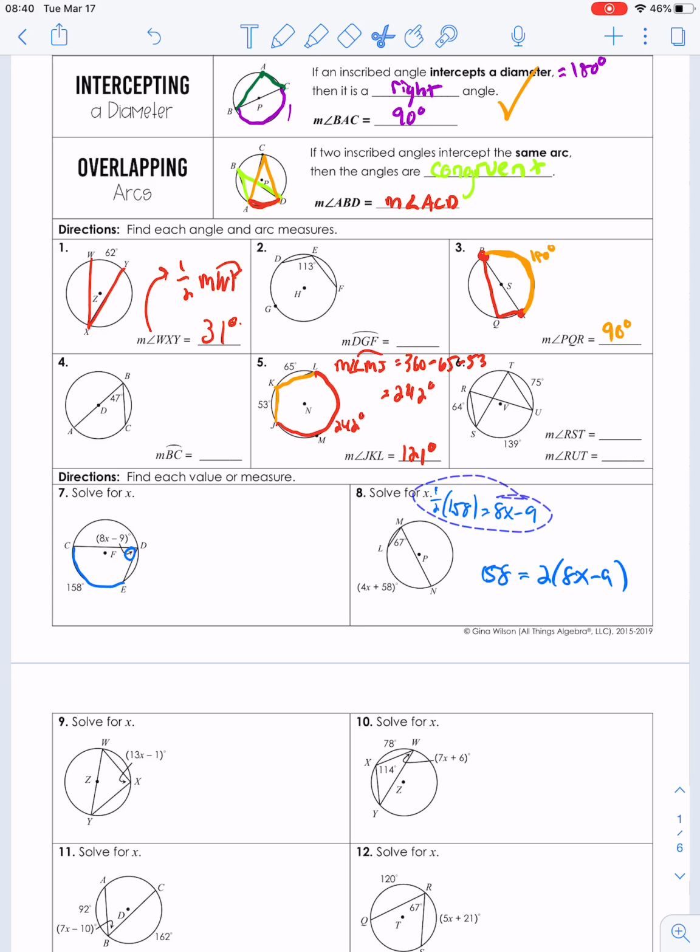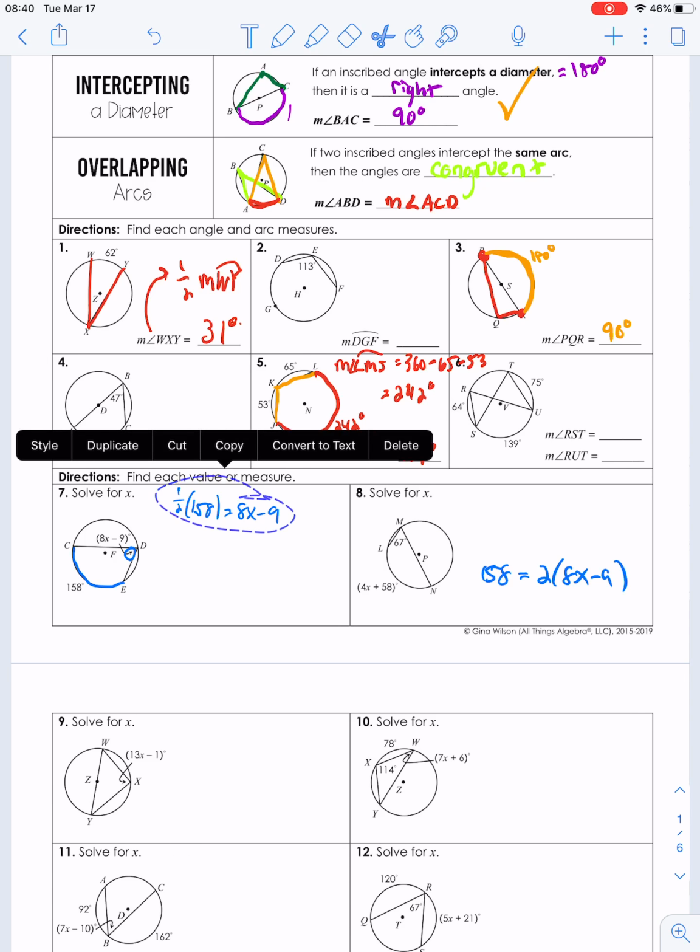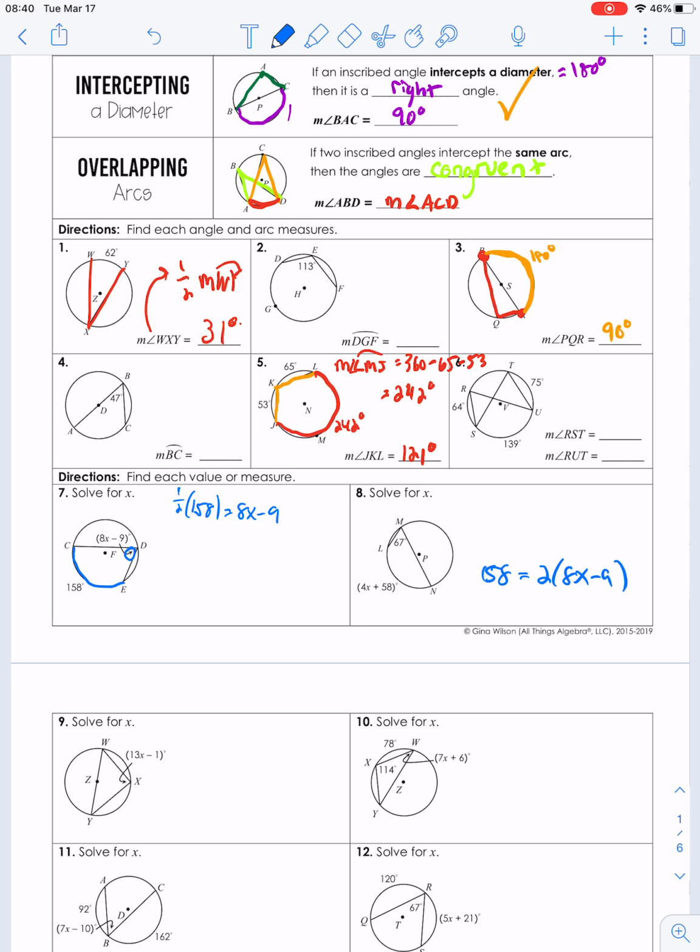And doink. I'll move that back. Okay, so here we go. Let's solve. What is half of 158? That's the question. It is 79. 79 equals 8x minus 9. Solve for x. 8x equals 88. x equals 11. Are we done? Yep. It says solve for x.